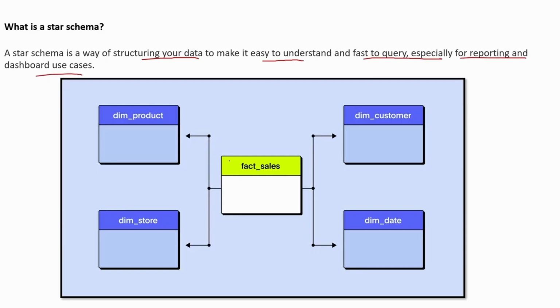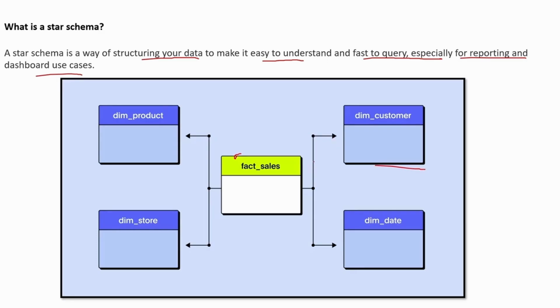So at the center, we have a fact table, which contains all the measurable business data like sales, clicks, revenue, inventory changes, etc. Around it, we have the dimension tables that add the context to each fact, right?